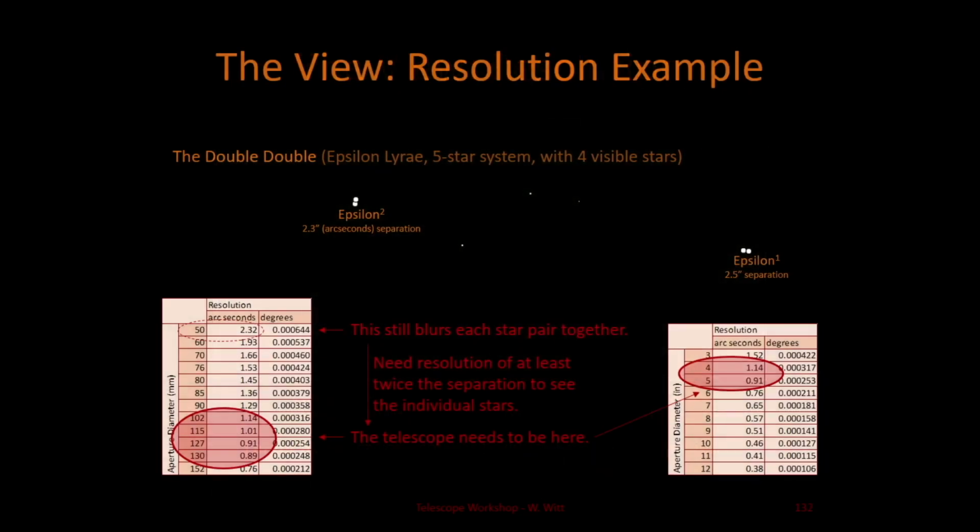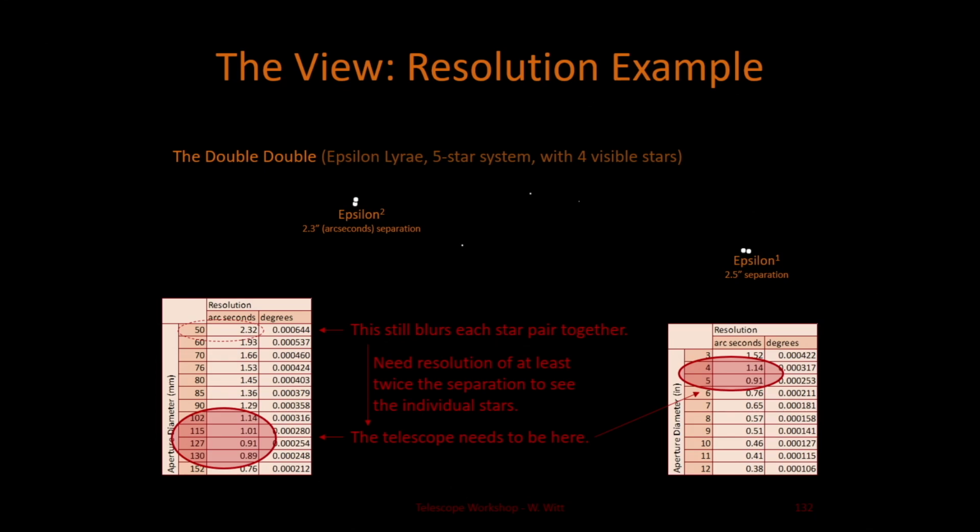So here's some examples of double stars. Epsilon Lyrae is a 5-star system with 4 visible stars, so you can sort of see how these stars are separated by 2.3 arcseconds, so a fraction of a degree, really tiny. These are separated by a similar amount, 2.5. And these tables below, you can kind of see what aperture you would need in order to resolve those into 2 individual stars, like on the previous slide.